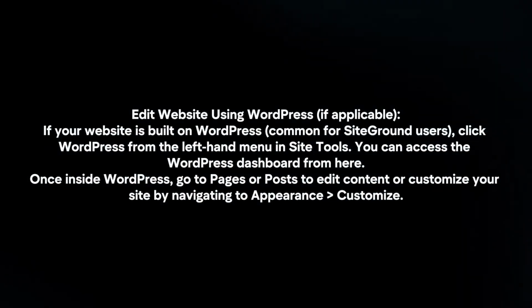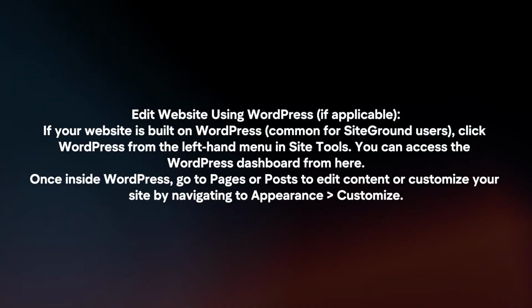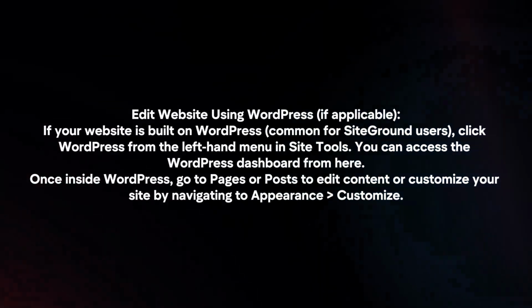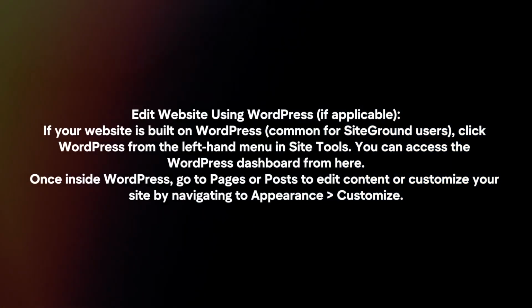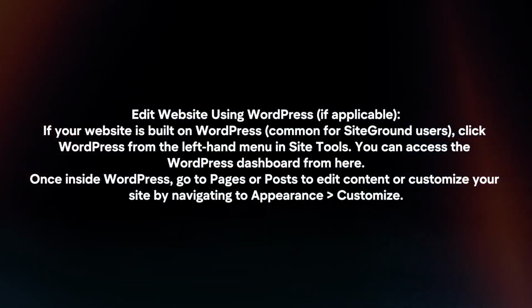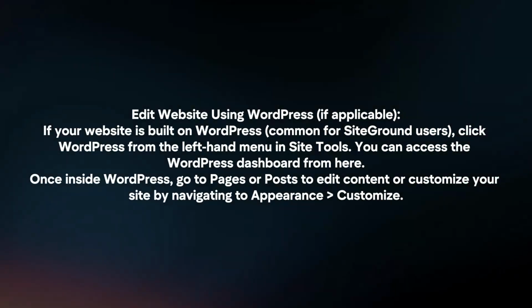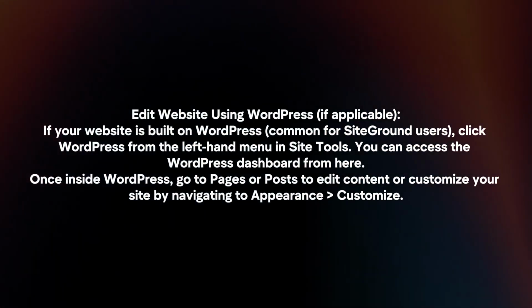Edit website using WordPress. If your website is built on WordPress, click WordPress from the left-hand menu in Site Tools. You can access the WordPress dashboard from here. Once inside WordPress, go to Pages or Posts to edit content, or customize your site by navigating to Appearance, Customize.